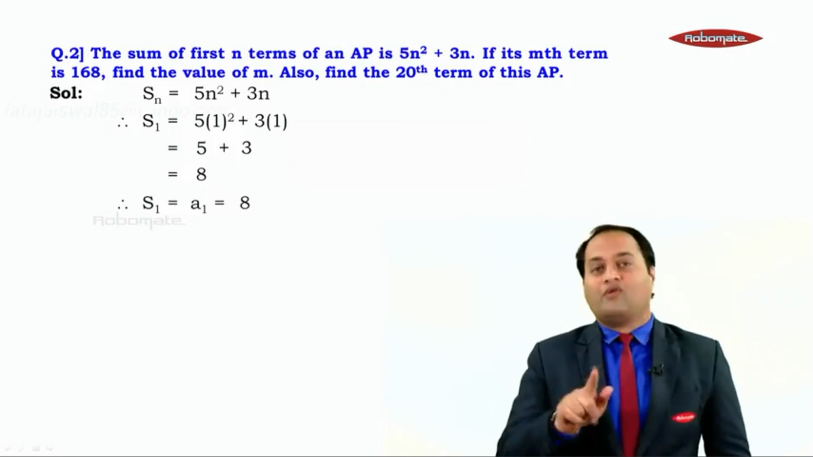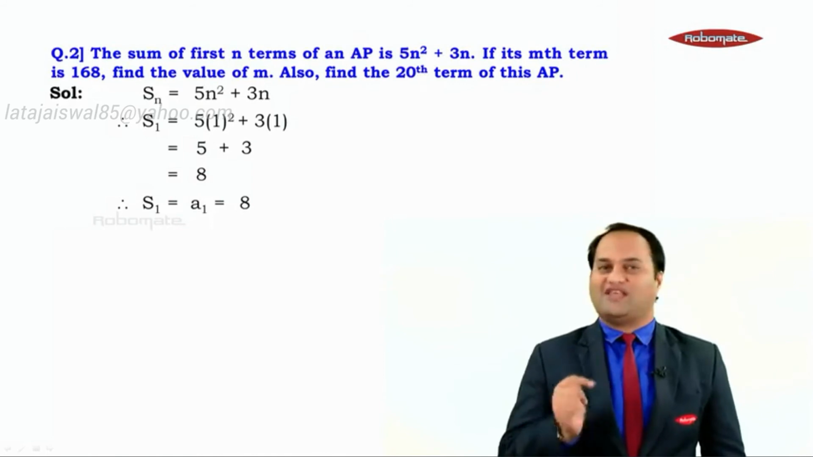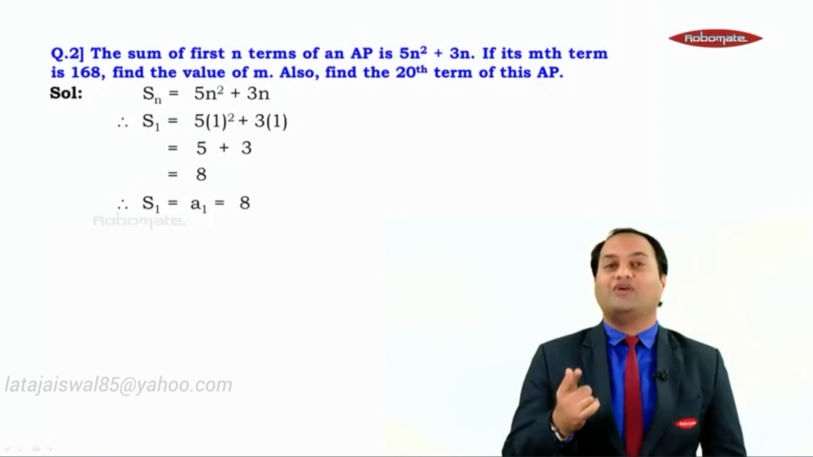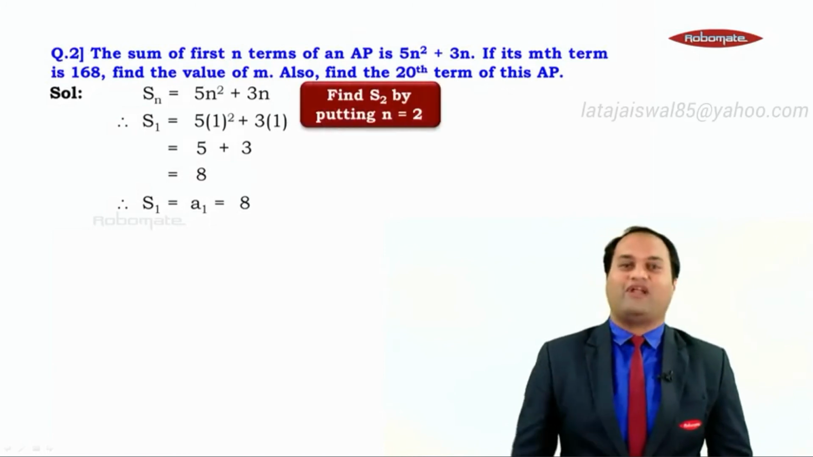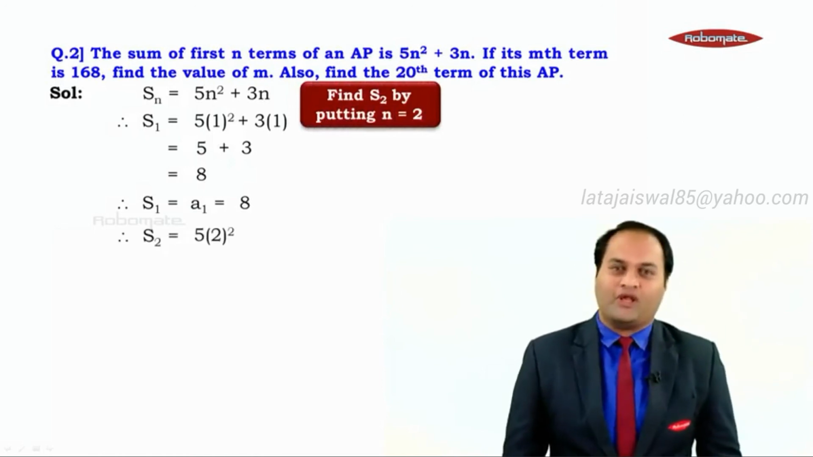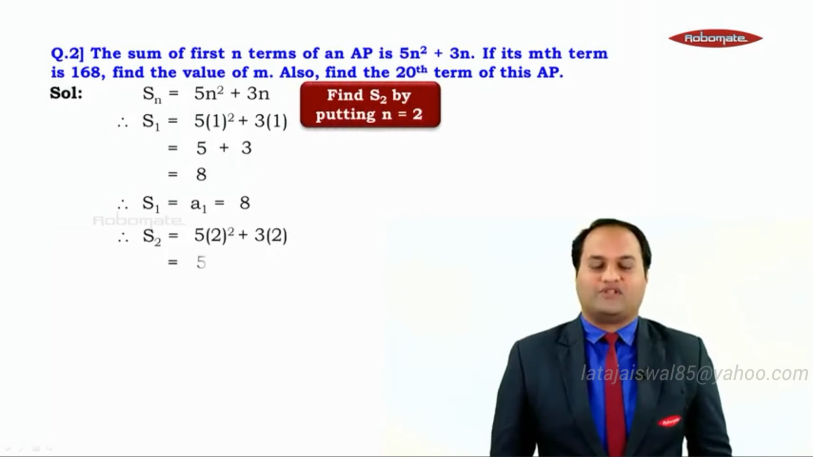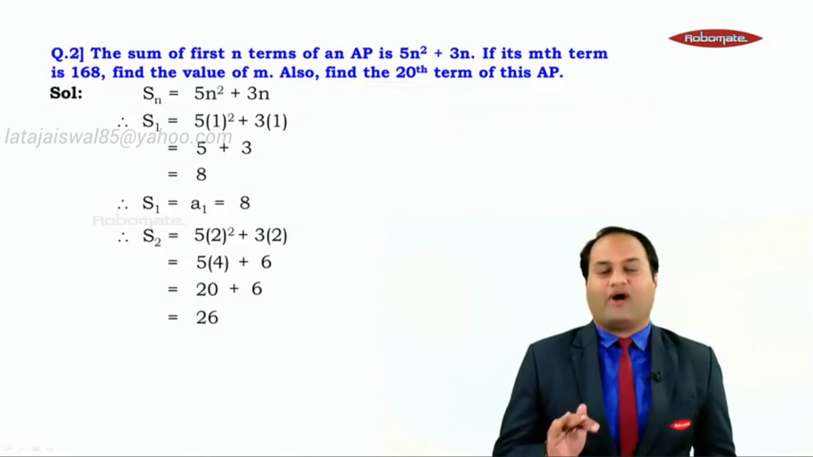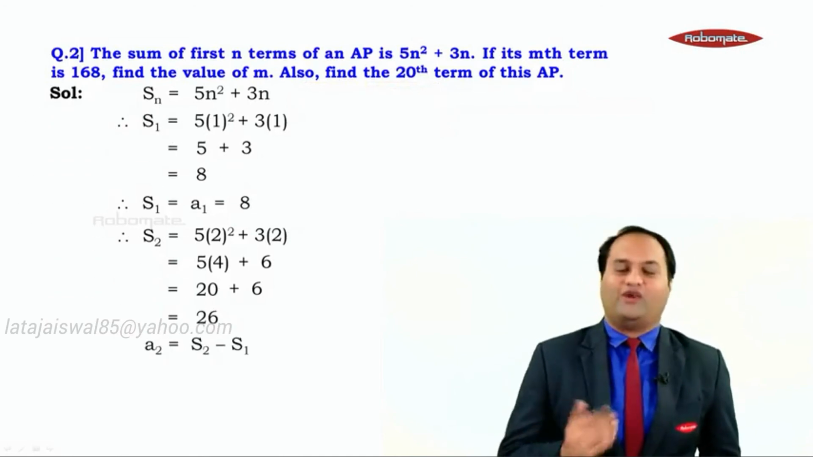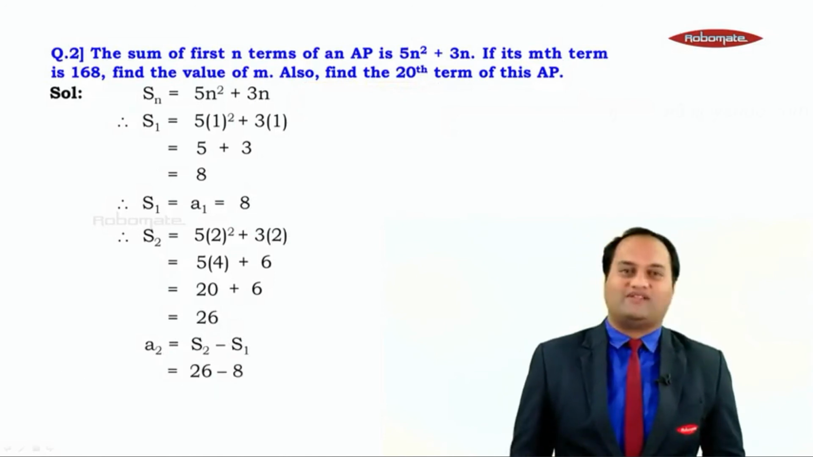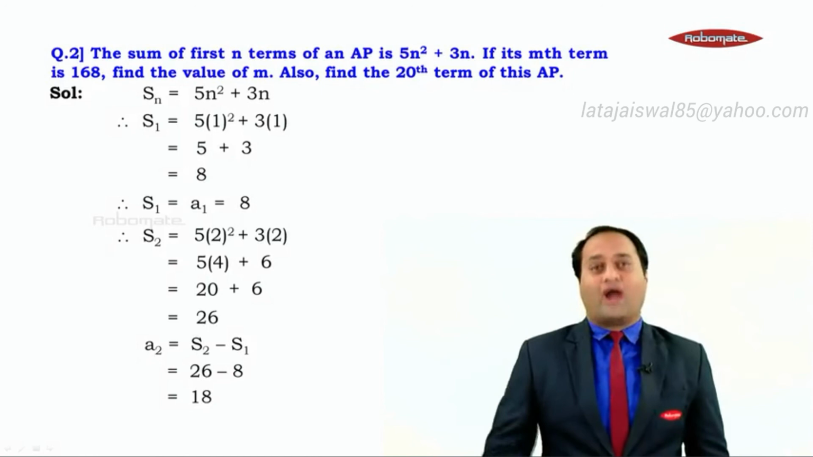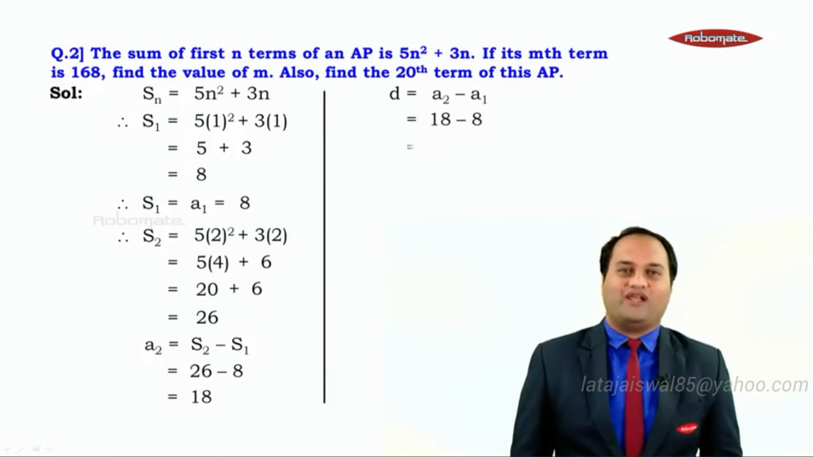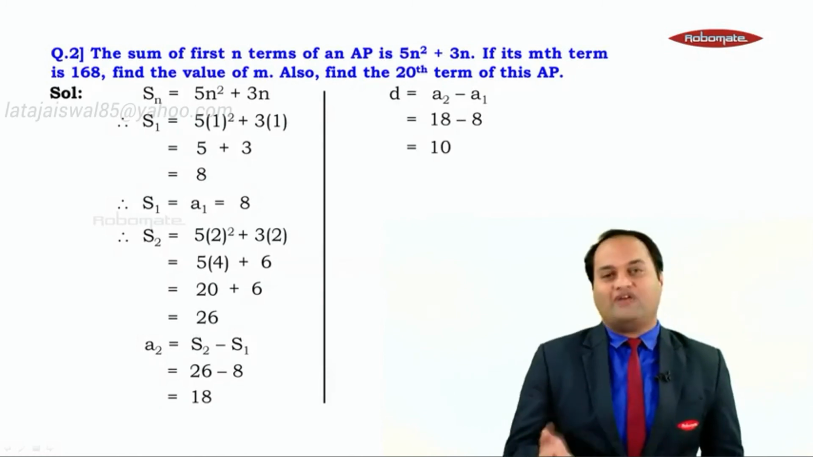Now how to find D? What's the formula for D? D is equal to A2 minus A1. A1 we know. To find D we need A2 also, and A2 is equal to S2 minus S1. So let's find S2 first by putting n is equal to 2. S2 is equal to 5 into 2 square plus 3 into 2, that's 5 into 4 plus 6, that's 20 plus 6, which is equal to 26. Why did we find S2? So that we can find A2. We know A2 is equal to S2 minus S1, which is 26 minus 8, which is equal to 18. Why did we find A2? So that we can find D, because D is equal to A2 minus A1, which is 18 minus 8, which is equal to 10.